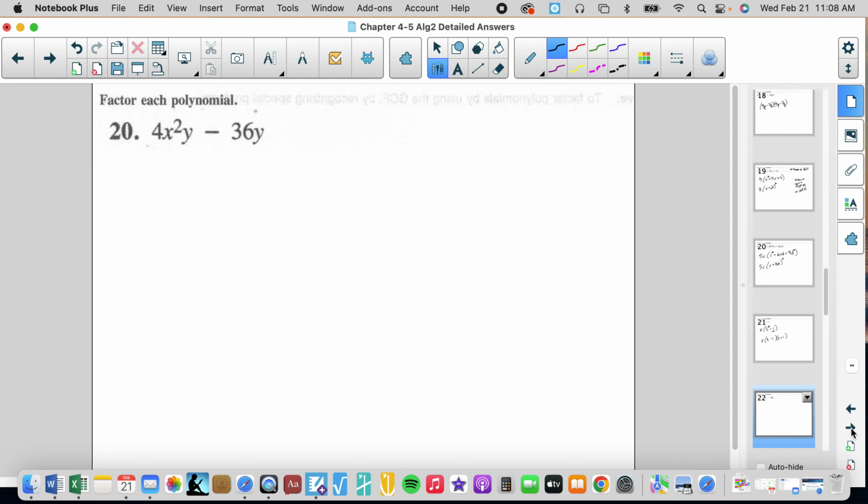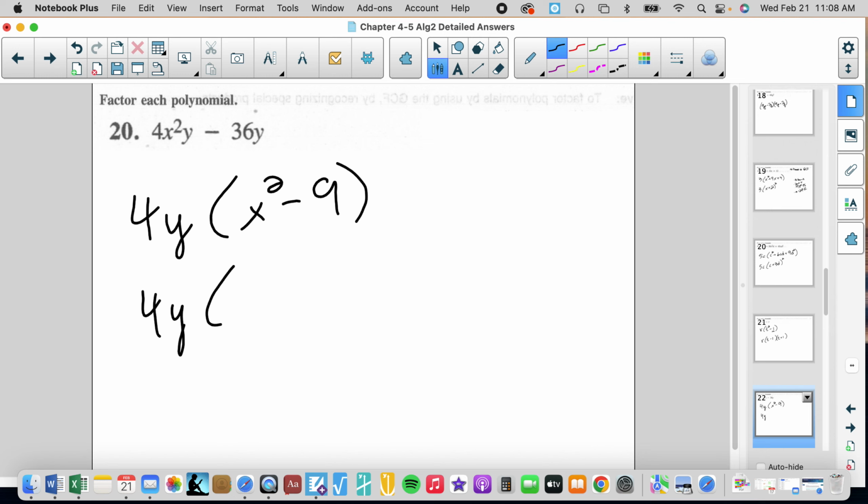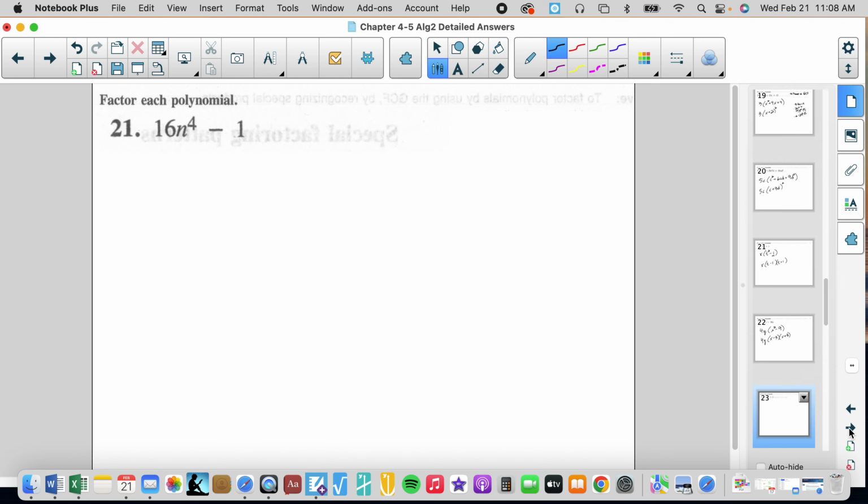Let's find a GCF. 4y. If we factor out a 4y, we're left with x squared minus 9. And x squared minus 9, our conjugates produces, that's the difference of 2 squares. Difference meaning subtraction of 2 perfect squares. X squared and 9 are perfect squares. Ooh, look at this one. That's good. That's a difference of squares.